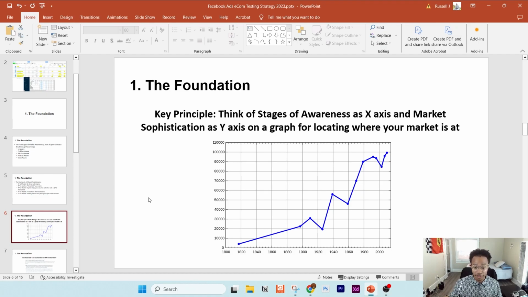Because if you touch the ad account and you're not familiar with either of those two principles, you will essentially fail, right? That's not to be harsh or anything, but that's just the truth of it. You need to do your research, you need to do your due diligence, and really research the market before you even touch the ad account.